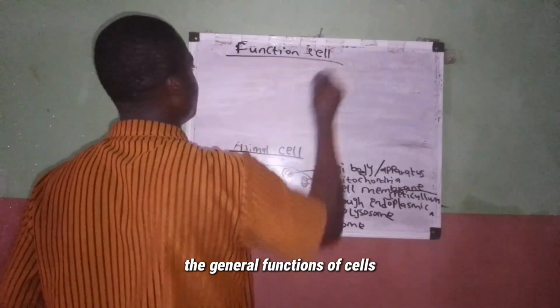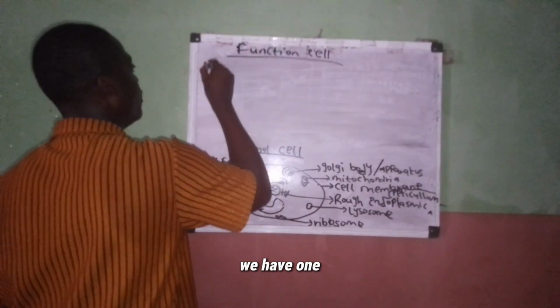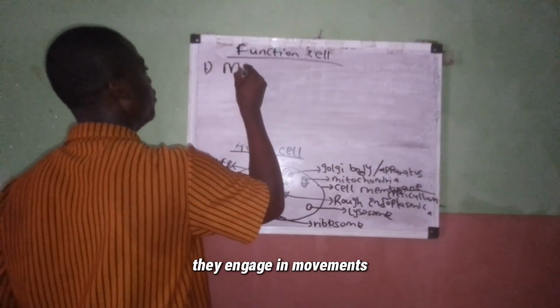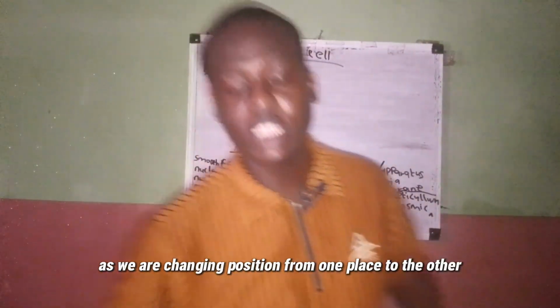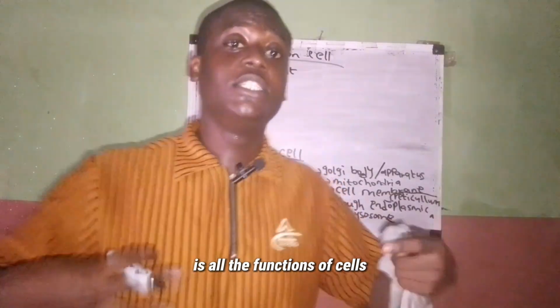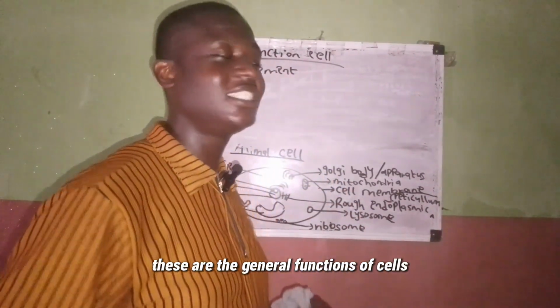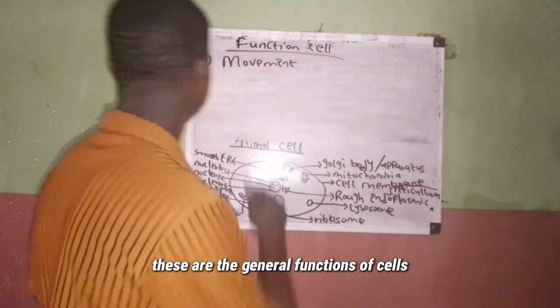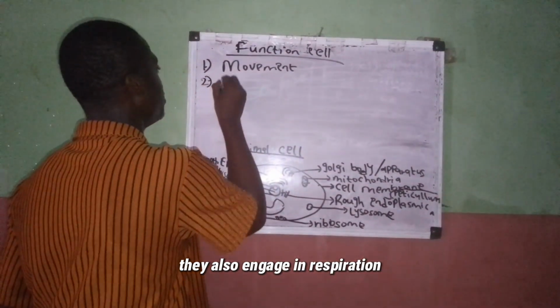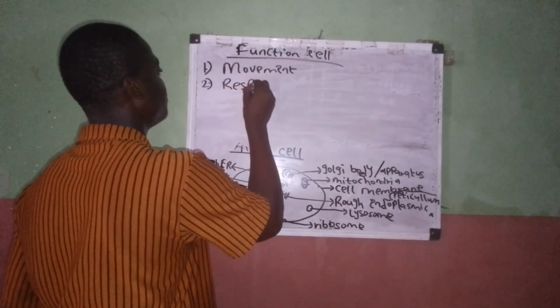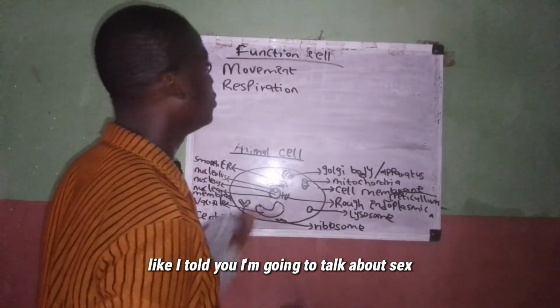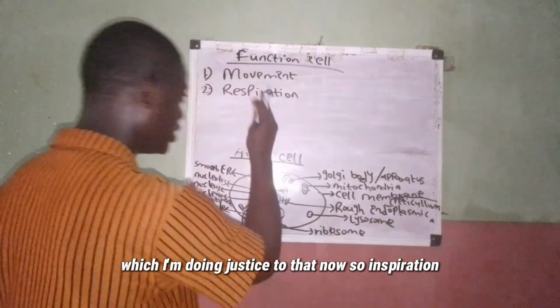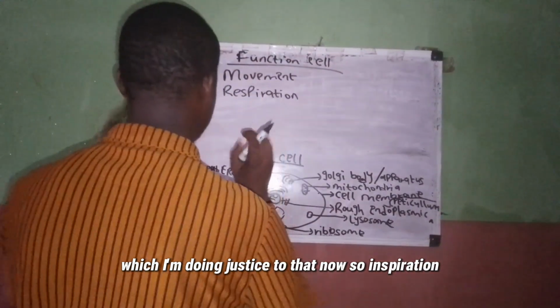The general functions of cells, we have one, they engage in movement, change of the body position from one place to the other. As we are changing position from one place to the other, it's all the functions of cells. These are the general functions of cells. They also engage in respiration. Don't worry, these topics are going to be taught individually. Like I told you, I'm going to talk about cells, which I'm doing justice to now.